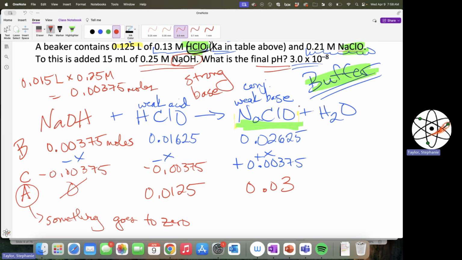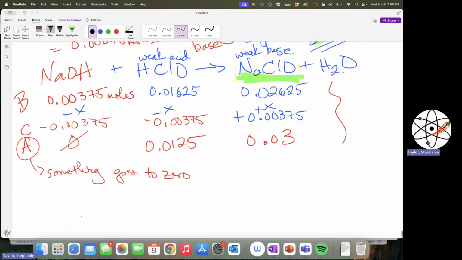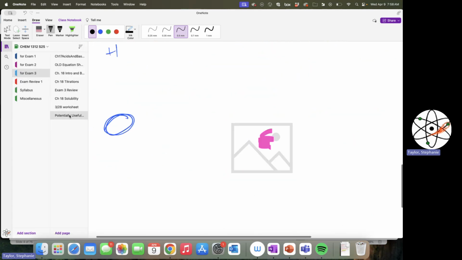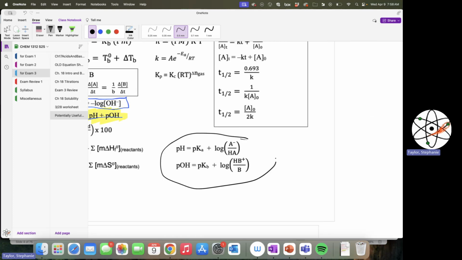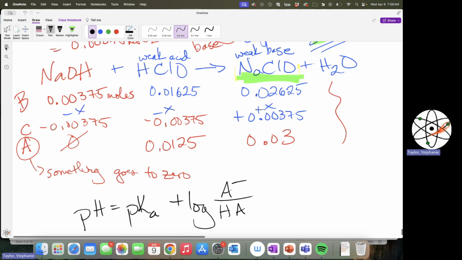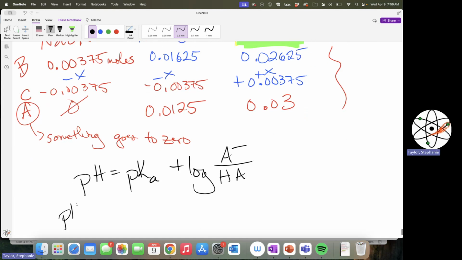So now I have pieces. I don't care about the water. I make water, but it's not going to be part of the pH. So now what I have is weak acid and weak base still. My amounts changed, but I still have both. So because I still have both of those, I get to use my Henderson-Hasselbalch equation. We can, by the way, go over to that potentially useful information page because it is on there. I know I just wrote it from memory, but there it is over here. You don't have to have that memorized. It's right there. So pH is the thing I'm looking for.